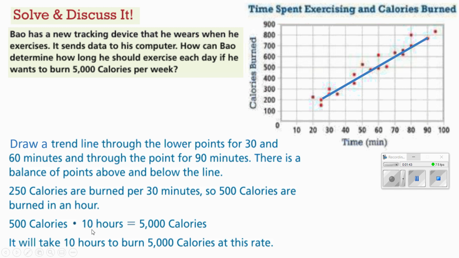500 calories times 10 is 5,000 calories. Remember, we're trying to find how long he should exercise each day if he wants to burn 5,000 calories. All right? And so we're going to go ahead and multiply 500 times 10 because we know that 500 times 10 is 5,000. So it would take 10 hours to burn 5,000 calories at this rate.